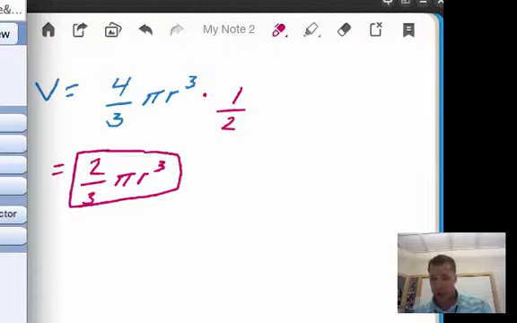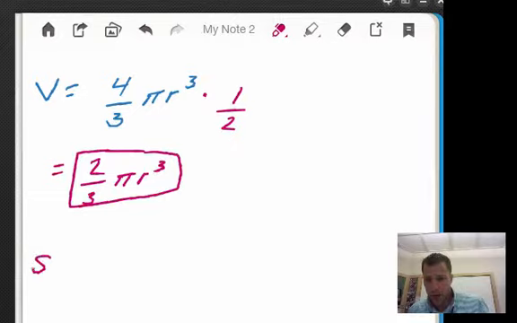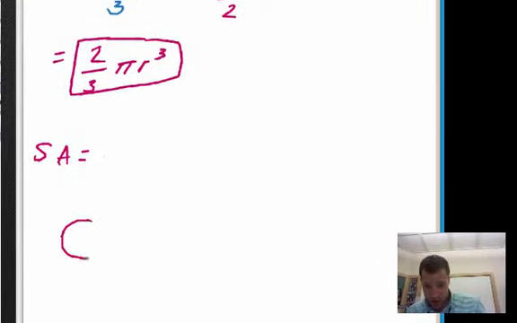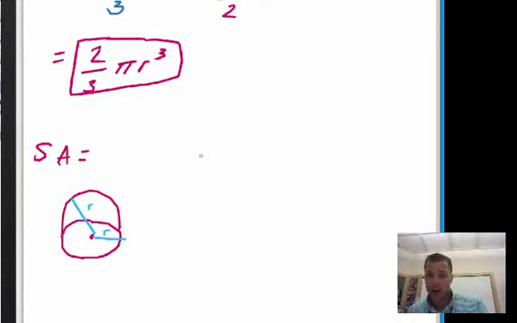Now let's look at the surface area. Surface area is a little bit different formula. We know that the surface area of a sphere is going to be equal to 4 pi r squared. However, when we look at half of a sphere, draw that thing. We have this radius r here, and it's also r here. So we know that the area of the base, the circular part, is going to be pi r squared.